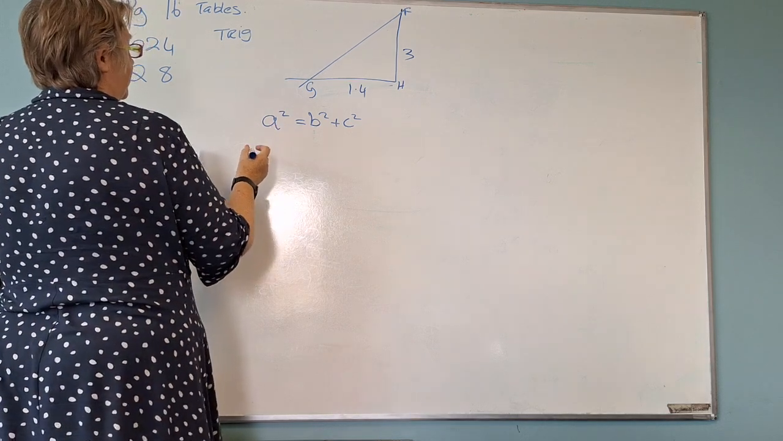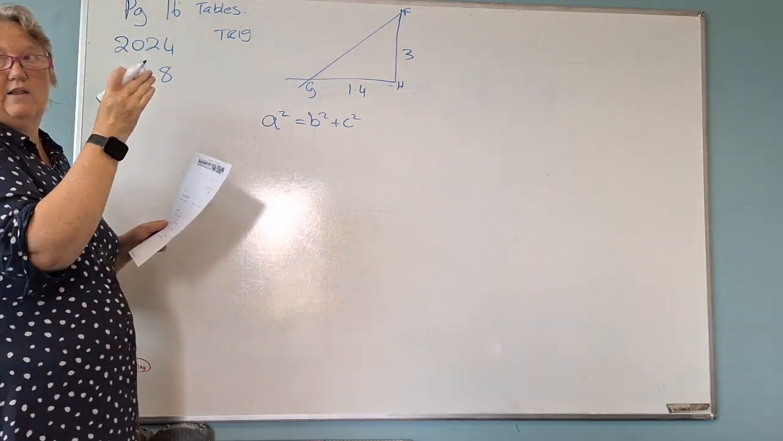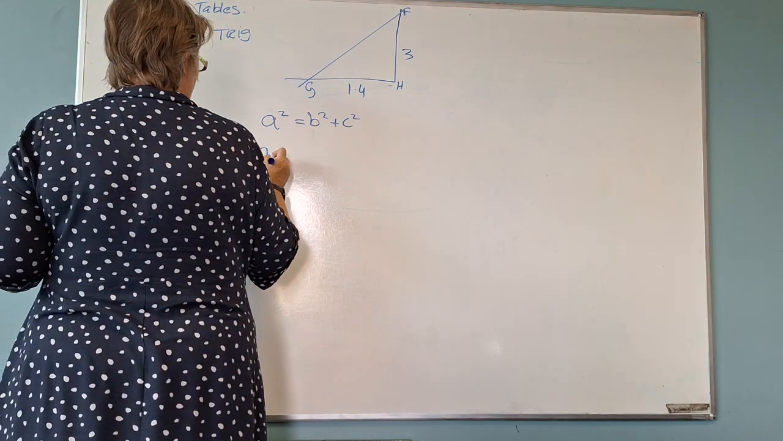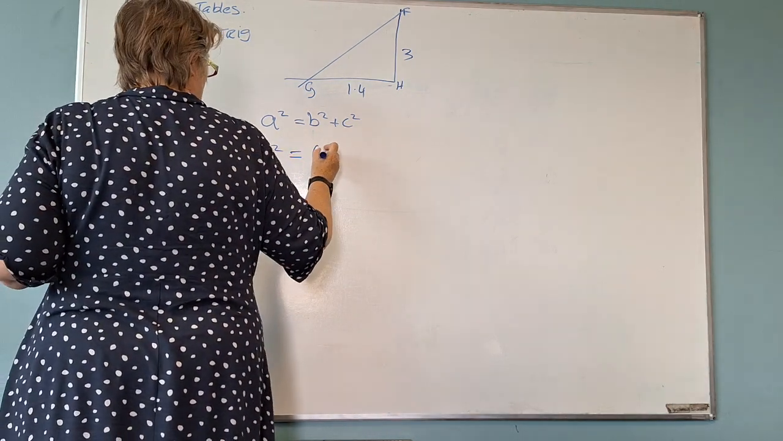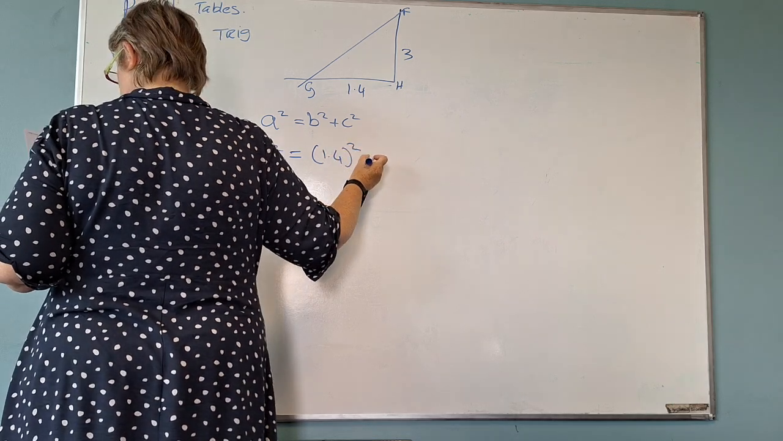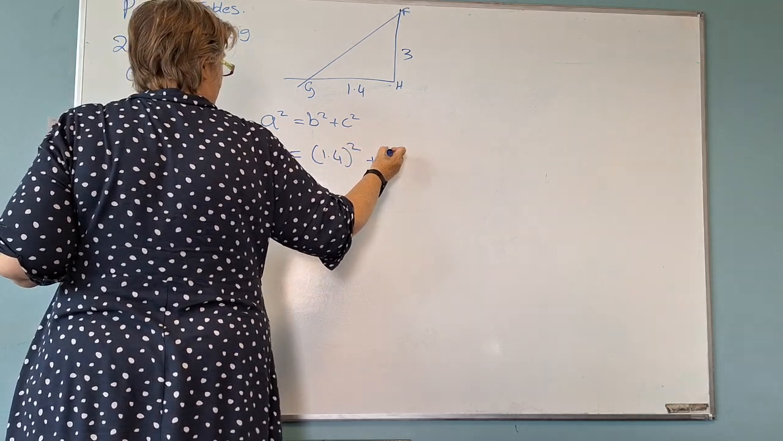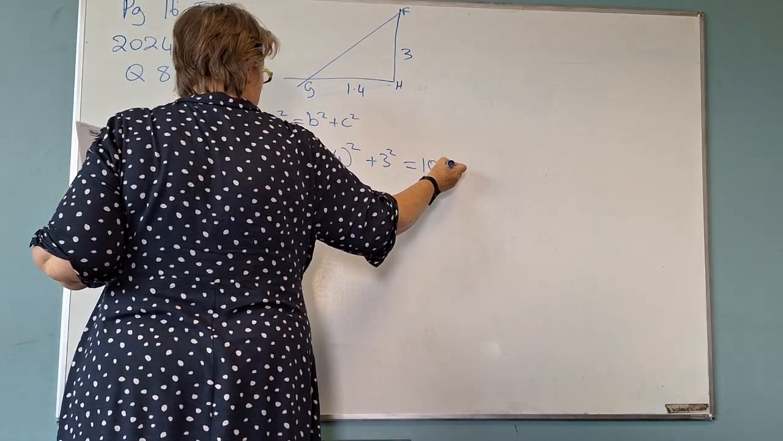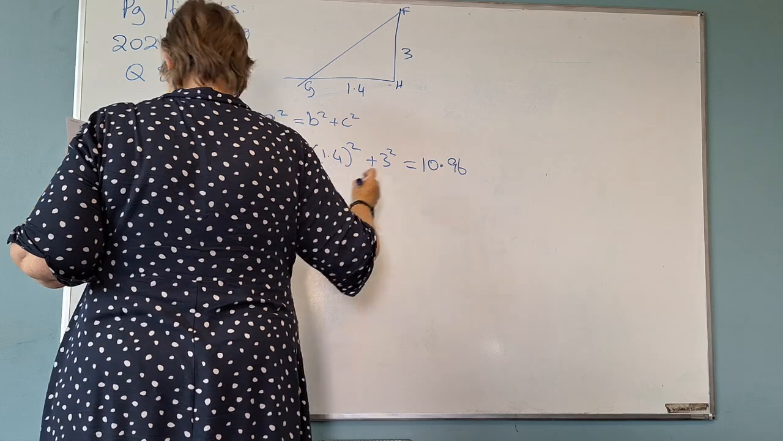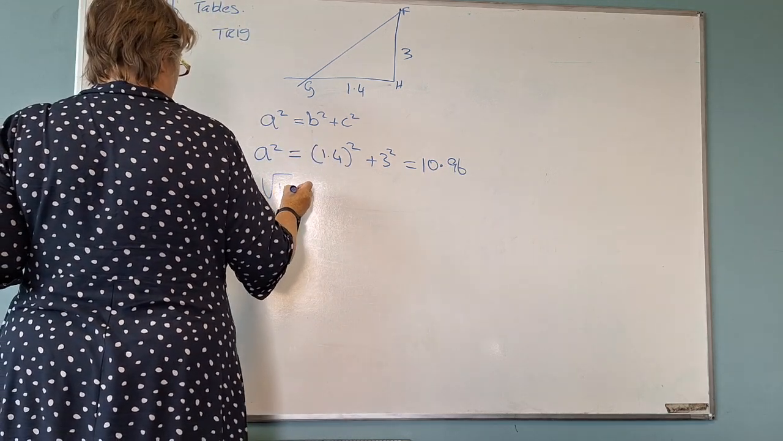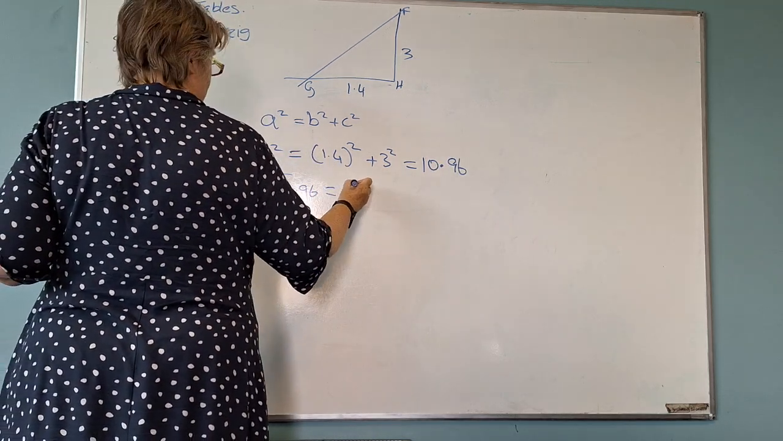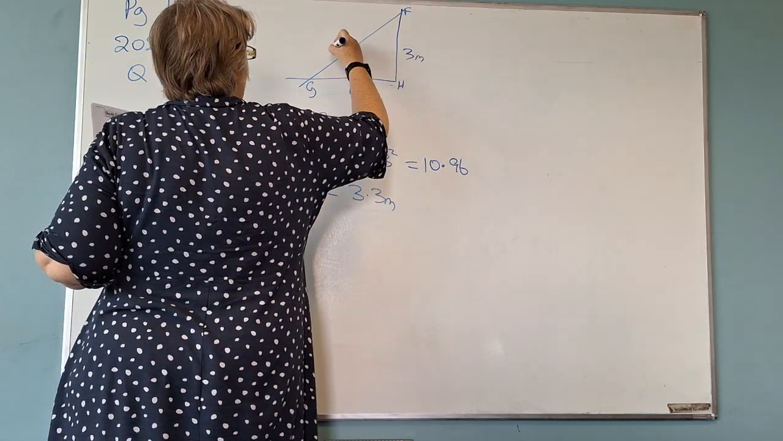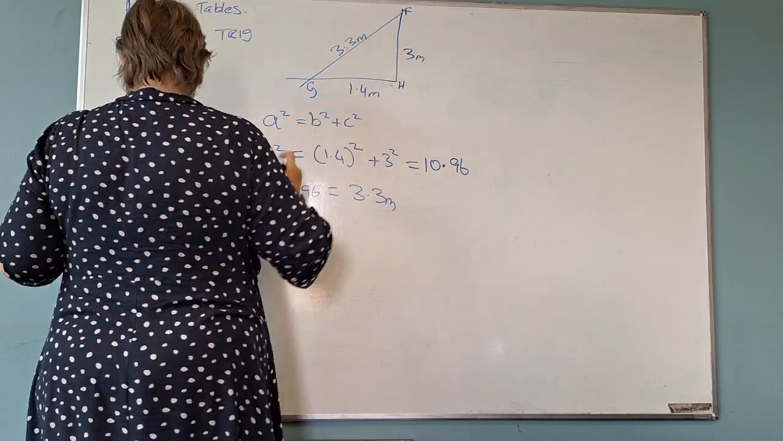A is what we're looking for, so that's why A is the one on the left of the equals. Whichever one you're looking for, put on the left of the equals. So a squared equals 1.4 squared plus 3 squared, which equals 10.96. Get the square root of 10.96, and your answer is 3.3 meters. Okay?